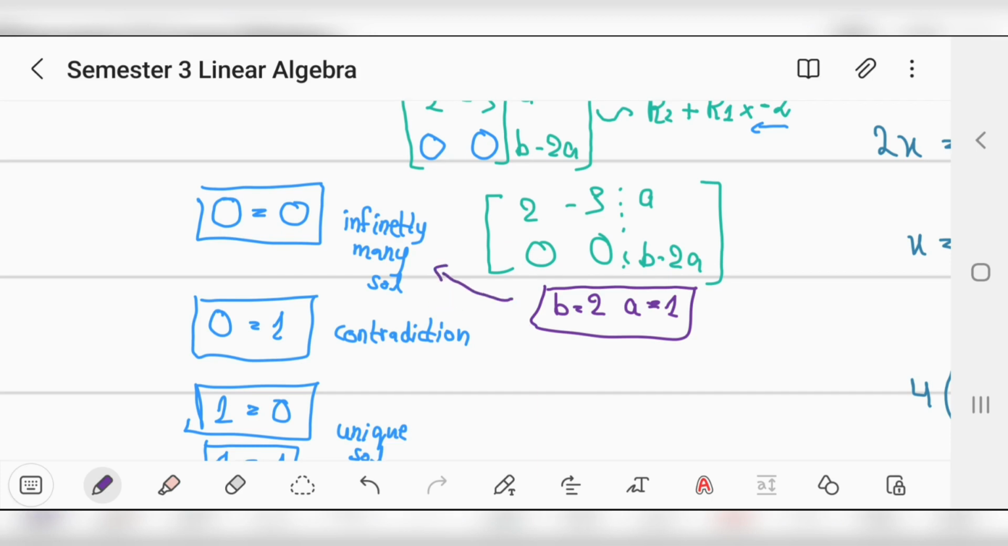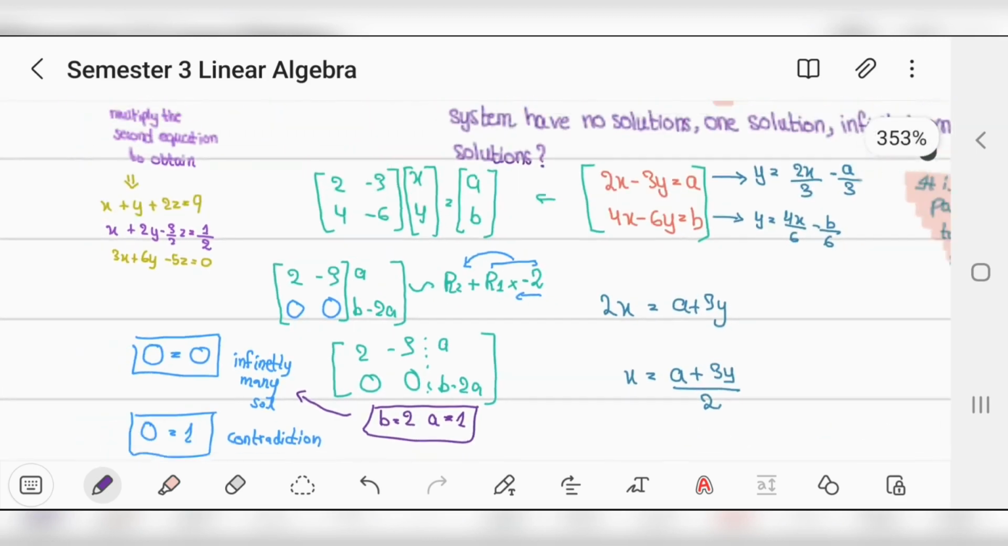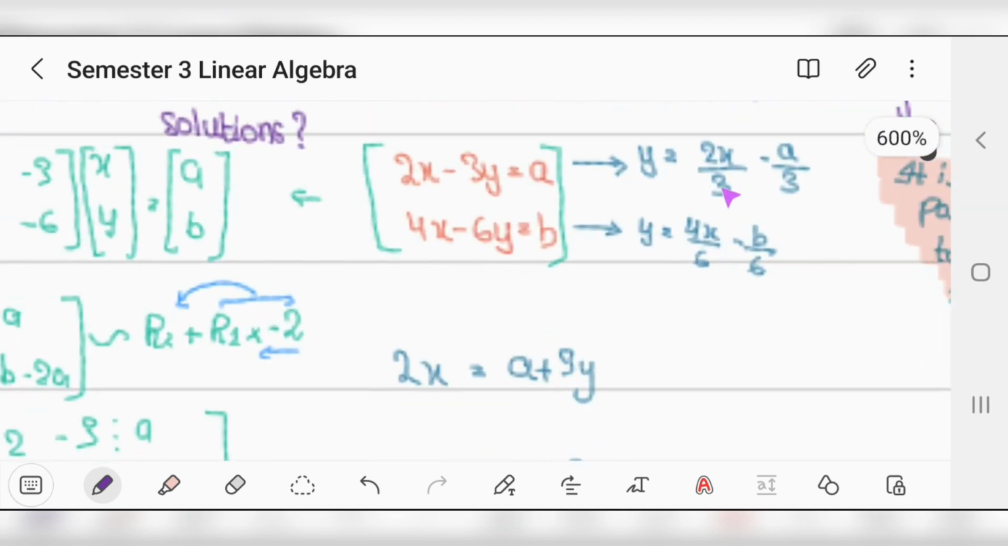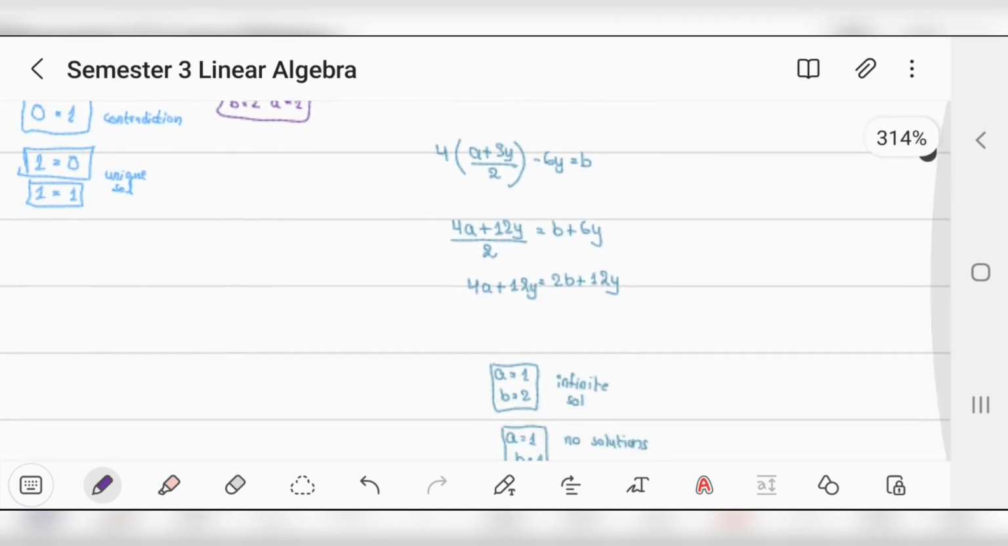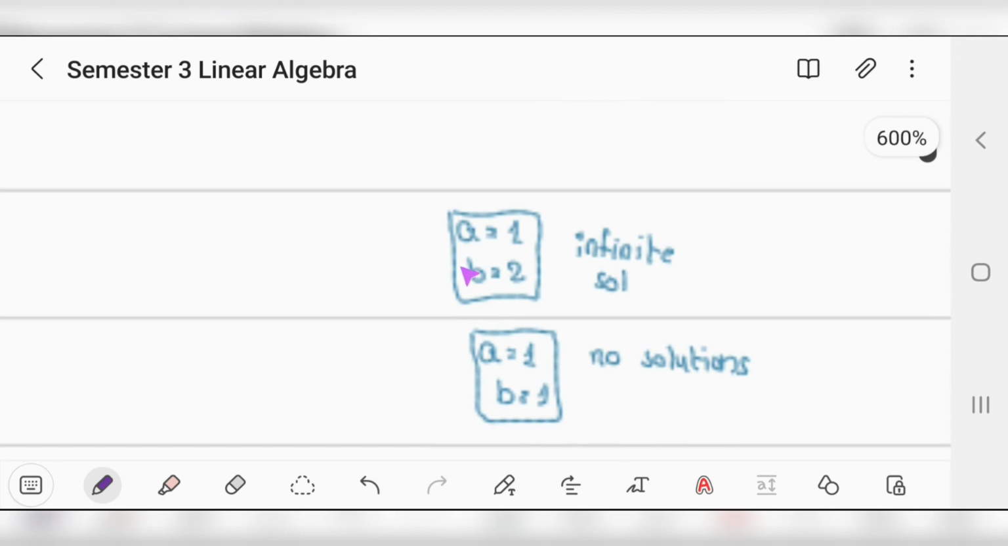But if we have 3 and 1, or 4 and 1, or anything like that which would make it non-zero, then it would be a contradiction. So what I've done here is I've tried to simplify it, and having these values, it would be infinitely many solutions.